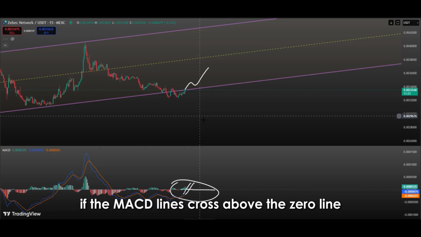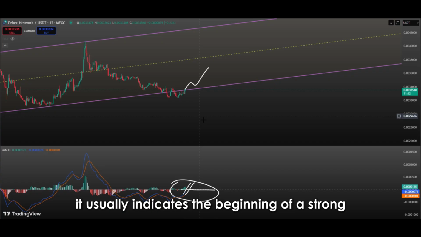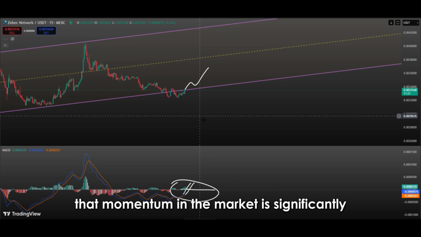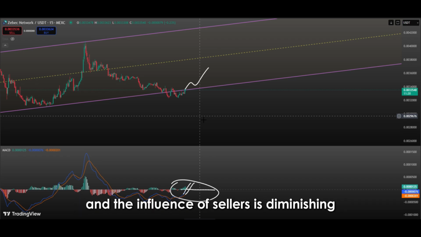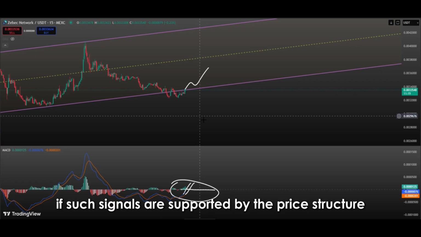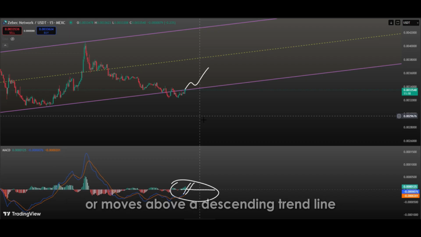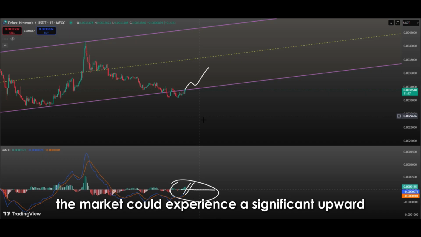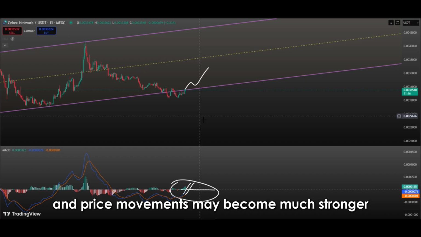If the MACD lines cross above the zero line with this bullish crossover, it usually indicates the beginning of a strong upward movement. This is because it shows that momentum in the market is significantly strengthening, buyers are fully taking control, and the influence of sellers is diminishing, especially if such signals are supported by the price structure. For example, if the price breaks a significant resistance level or moves above a descending trend line, then the signals from the MACD become even more reliable. In such a scenario, the market could experience a significant upward acceleration and price movements may become much stronger.